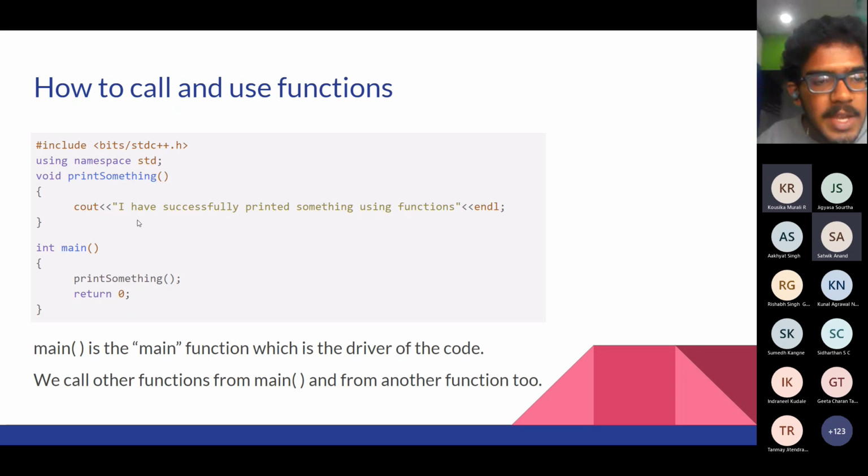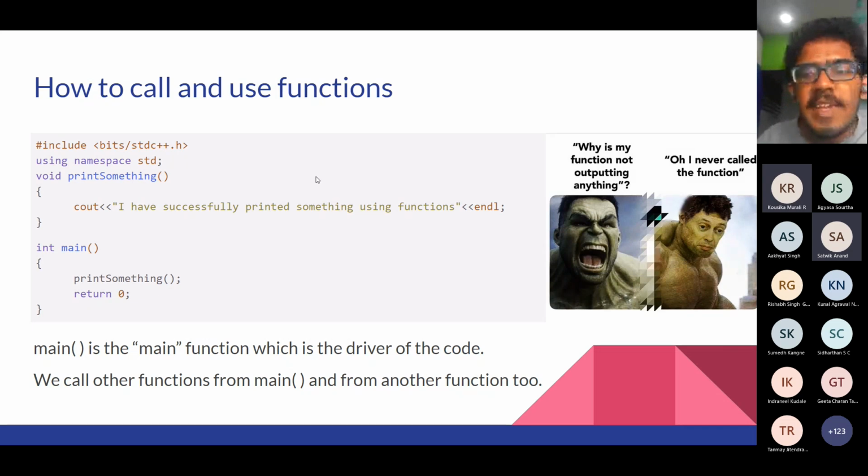So main is the main function. Whenever we are compiling the code, it will first go to main and start executing, and it will get all the function calls inside it, go to each function and execute it. And we can call this function from some other function also. So even when we write a big function, if it is not being executed, we have to check if it is called or not.